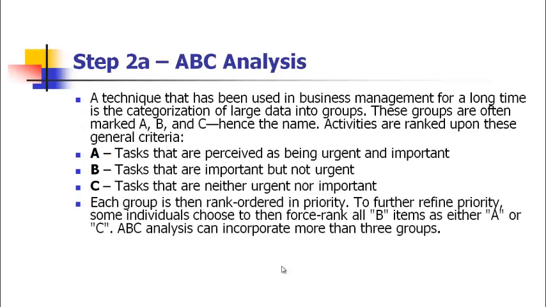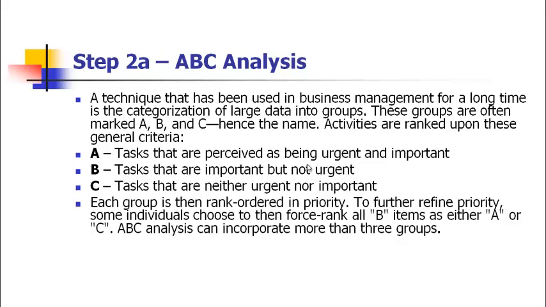First is the ABC analysis. It is a simple technique that has been used in business management for a long time. It is the categorization of a large amount of data into groups. These groups are often marked as A, B, and C, hence the name ABC. Activities are ranked upon these general criteria. A are the tasks that are perceived as urgent and important. B are those tasks that are important but not urgent, and C are those tasks that are neither urgent nor important. Each group is then rank ordered in priority. To further refine the priority, some individuals choose to first rank all B items as either A or C.